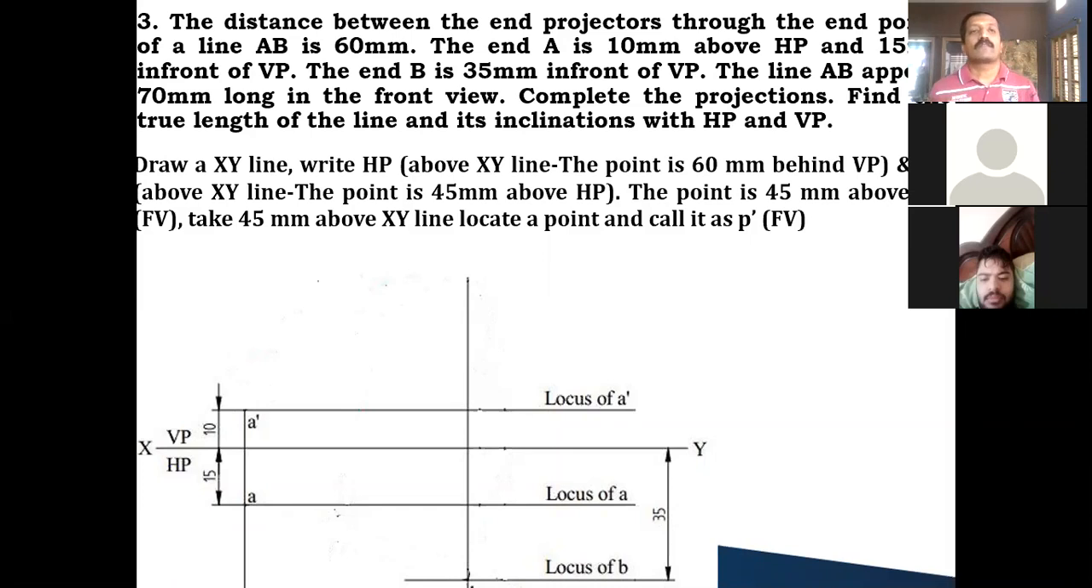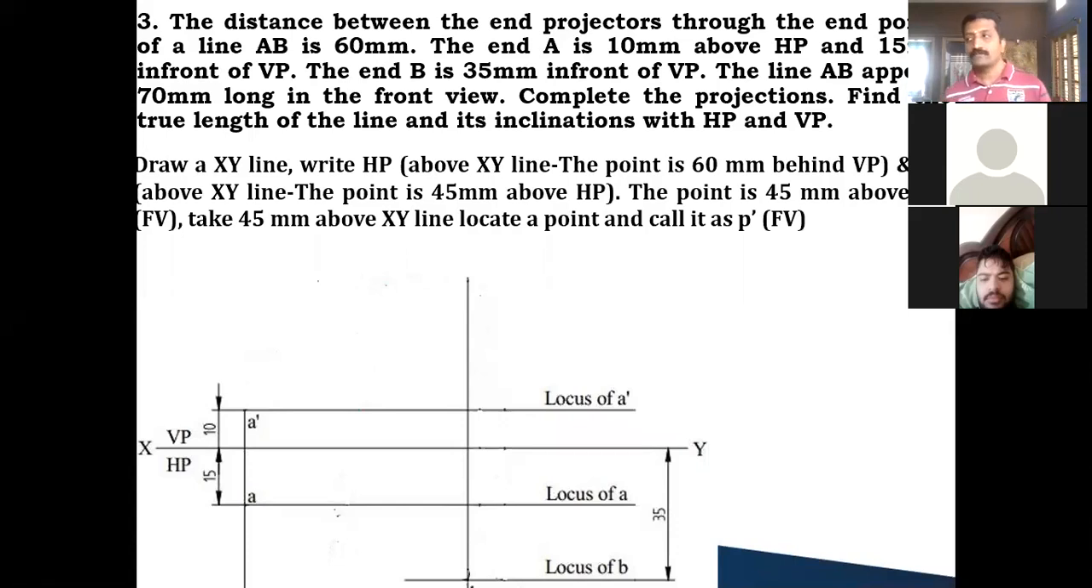So let me start from the beginning. The distance between the end projectors through the end points A and B is 60 millimeter. This is one data he has given. That means the line is inclined to both the planes. So this is end A and this is end B. The distance between the end projectors through the end points of the line is 60 millimeter, that means this perpendicular distance between the points A and B is given. That is the data he has given.